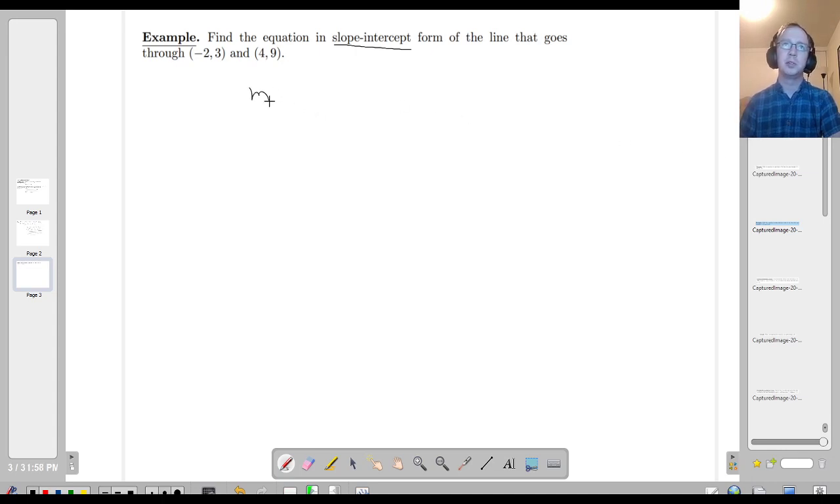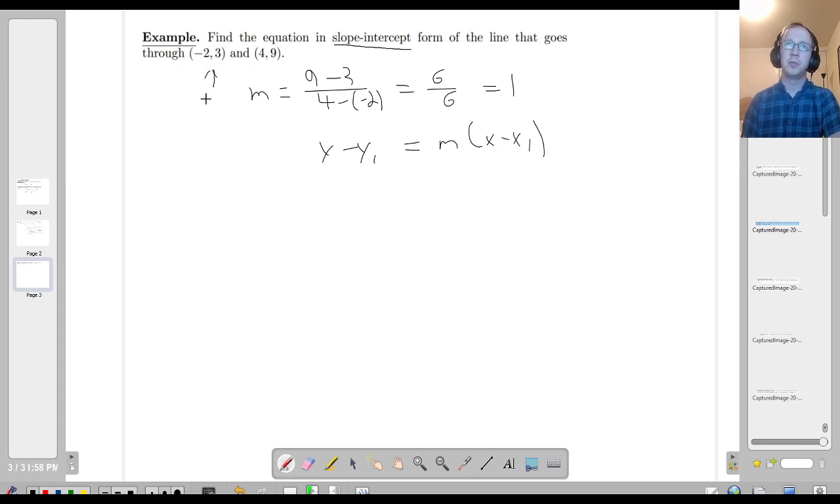So starting with that slope, y2 minus y1 over x2 minus x1, so that's 6 over 6. That is a slope of 1. Alright, so if I'm thinking y minus y1 equals m times x minus x1, let's use this first point right here. Okay, so I've got y minus 3 equals 1 times x minus -2. Instead of writing x minus -2, I'm going to write x plus 2. It's just a little bit cleaner to write it that way.